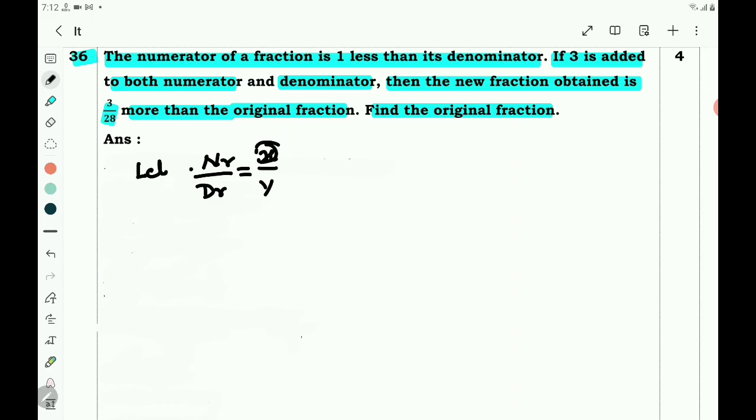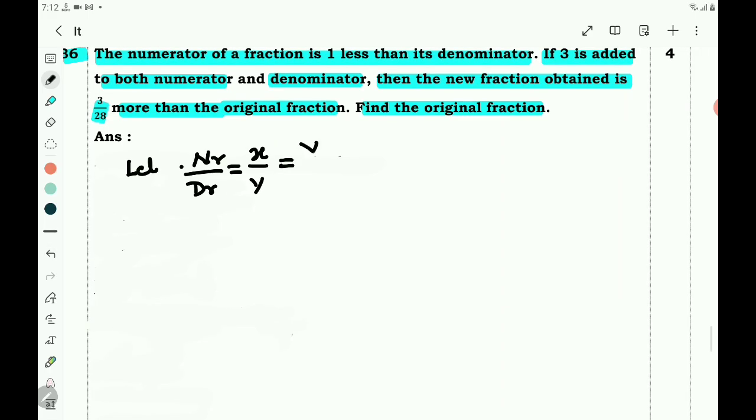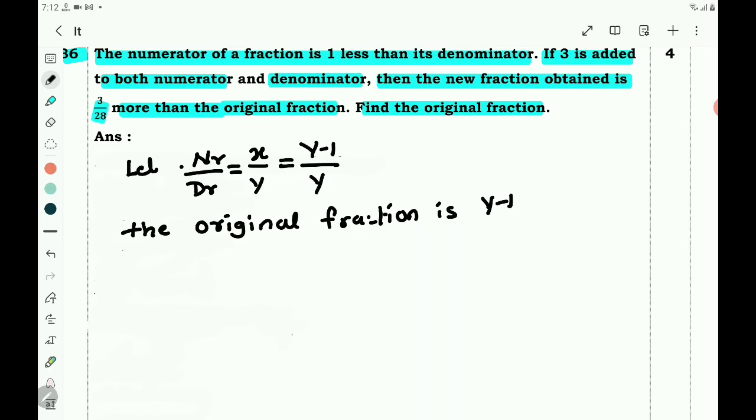Here the numerator is 1 less than the denominator. Means x is equal to what? Y minus 1 by y. So this is the original fraction, y minus 1 by y. This is the original fraction. Then you write the original fraction is y minus 1 by y.